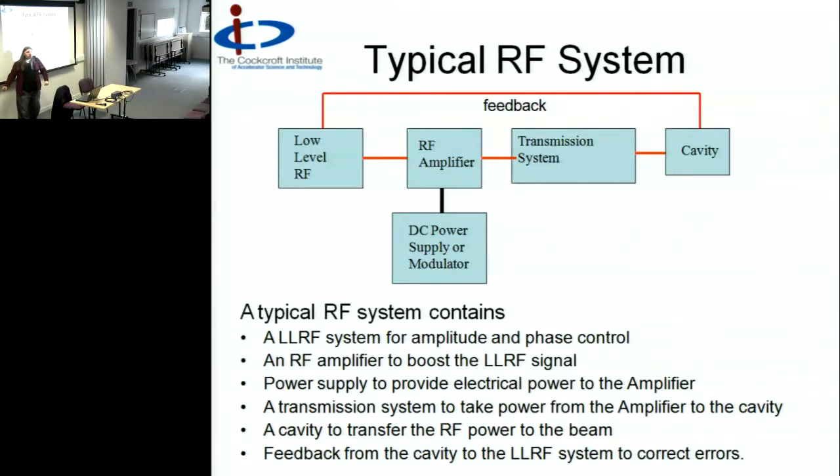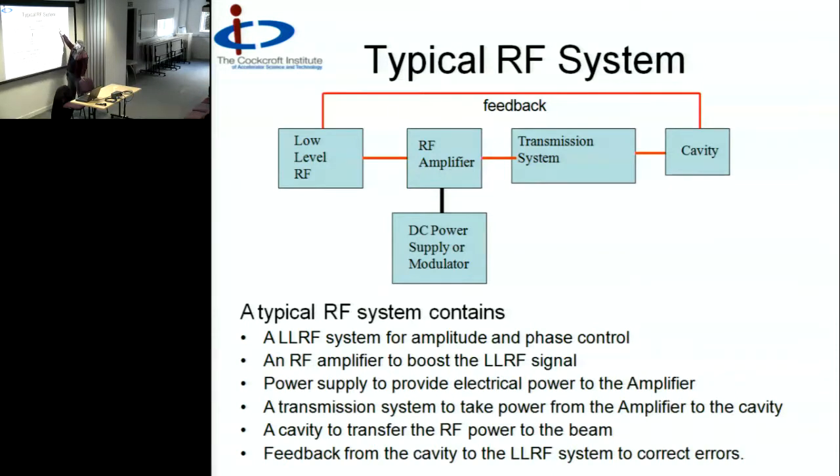Now, the RF amplifier doesn't create energy out of nowhere. It must take power from a DC system. A DC power supply or modulator supplies power to the amplifier. And then what the amplifier does is it takes some of the DC power and converts it into RF power. And so this low power RF signal comes in and it leaves as a high power RF signal. It gets transmitted to the cavity via various diagnostics to measure reflected and transmitted powers, systems like circulators, splitters, whatever, however your system works, then goes into the cavity.